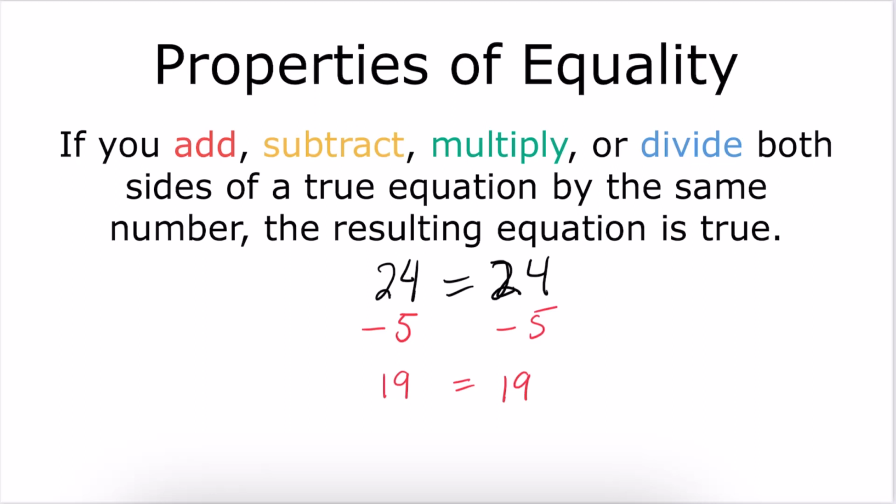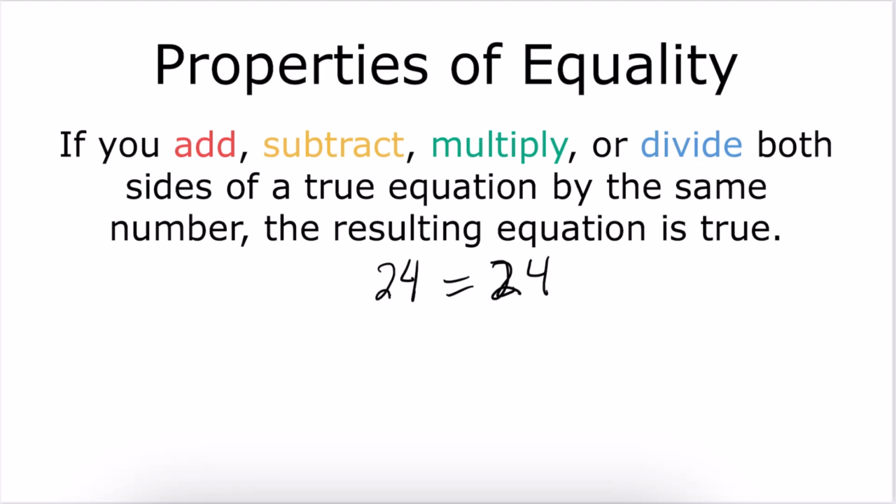And then you could say, okay, what if I didn't subtract 5? What if I subtracted something different? What if I subtracted a 9? In that case, would that be true? Yeah, that's still going to be true because 15 equals 15. Well, what if I subtract 20? Will that be true? After you've done enough of them, they'll be like, yeah, it doesn't matter what you subtract. You could subtract anything and it will still make a true equation.